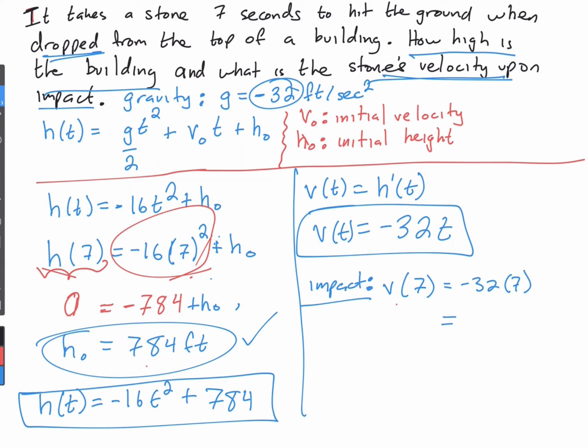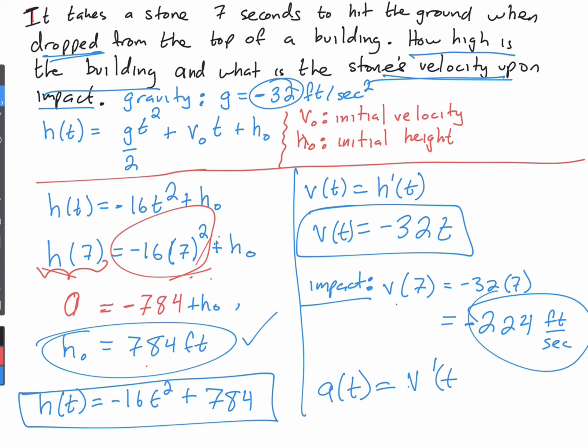Which is what? Negative 224. What would that be? Feet per second, right? Does it make sense that it's negative? Yes, it does, right? Why? Because the height is decreasing, so that makes sense. What's the acceleration? Just for fun, it's not part of the question. That's velocity. What's the acceleration, which would be the derivative of velocity? Negative 32. Yeah, just negative 32, the constant, right? The gravity. That's it. That's not too bad, right?